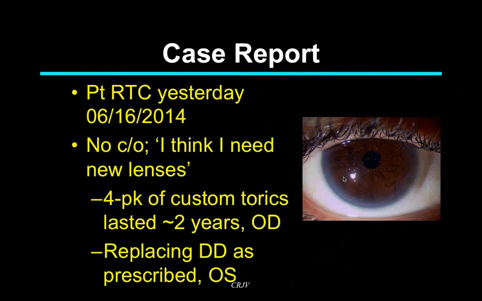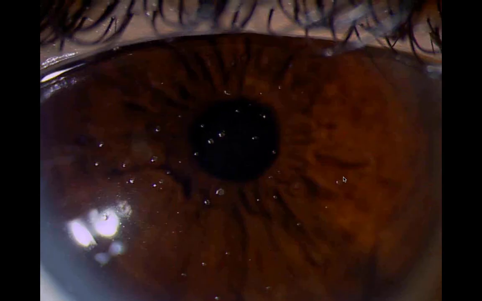So he comes in yesterday. No complaints. I think I need new lenses. Now look at the picture. If you can see it well enough, lots of little dots on it. Those are all what we used to call jelly bumps, deposits. He had gotten a 4-pack of custom toric lenses back in 2012 for his right eye. He claims replacing the daily disposable in the left eye every day. But he's been extending the life of this particular lens. So you can see here better, again, contact lens deposits, and he's using Clear Care, hydrogen peroxide. Imagine what that would look like if he wasn't.